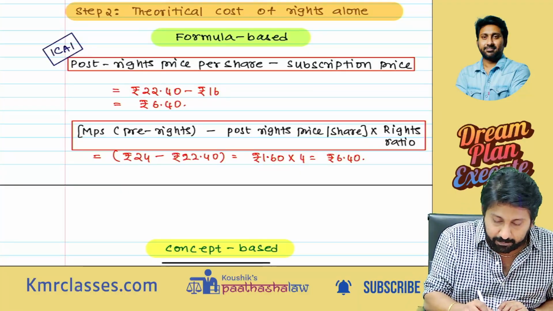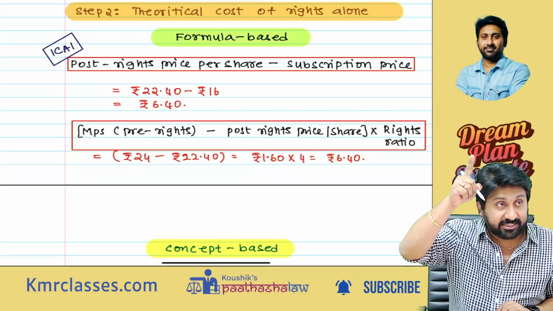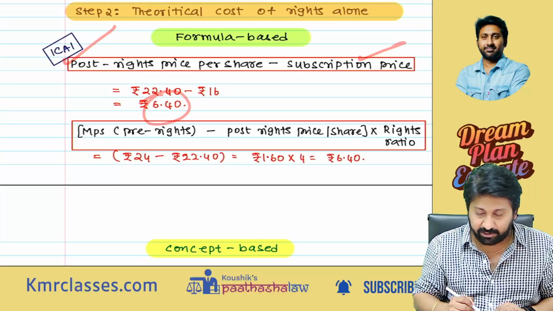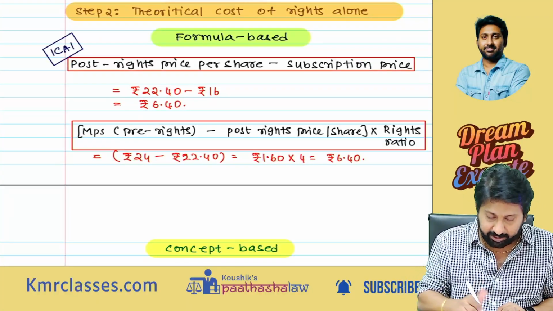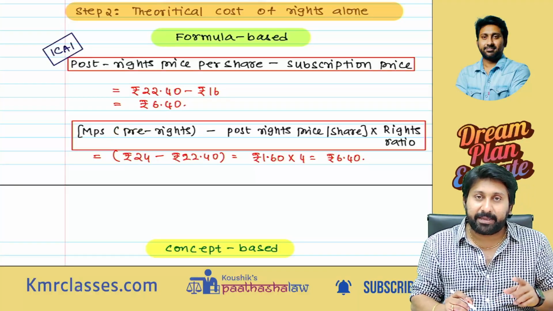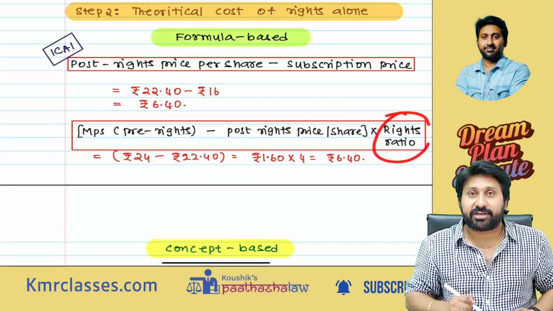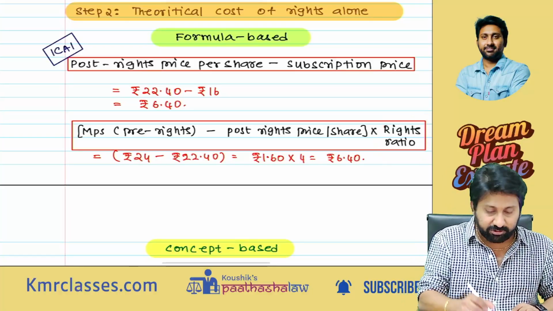Formula: the post rights price, which you calculate in step 1, minus the subscription price. This is one way, the ICA followed value. Or there is a different formula: MPS pre-rights, the pre-rights market price, minus the post rights market price, into the rights ratio. This formula also can be used. ICA uses this.